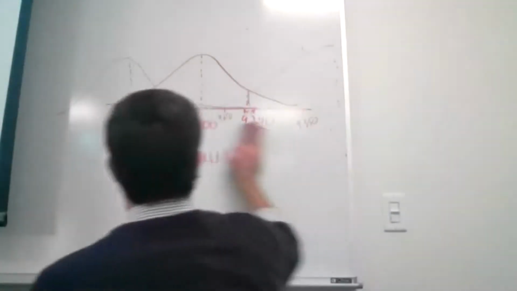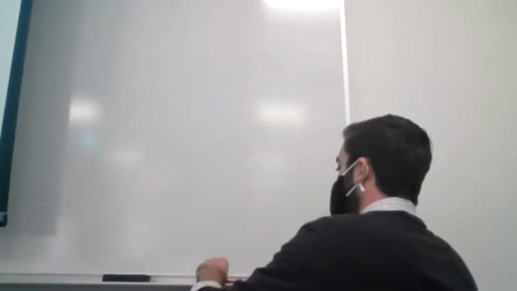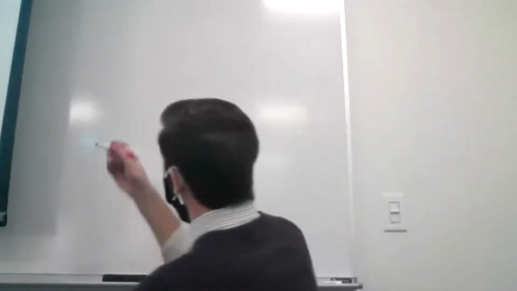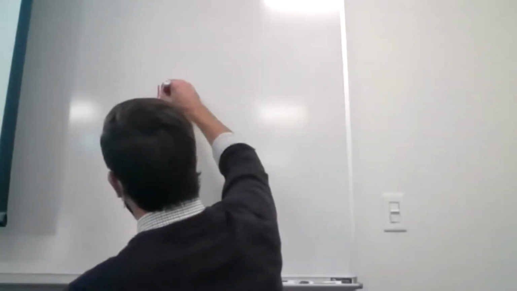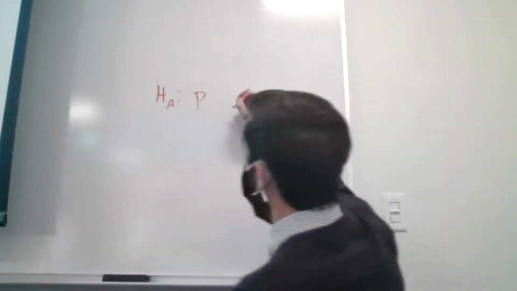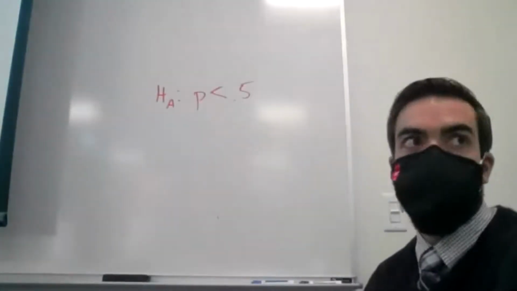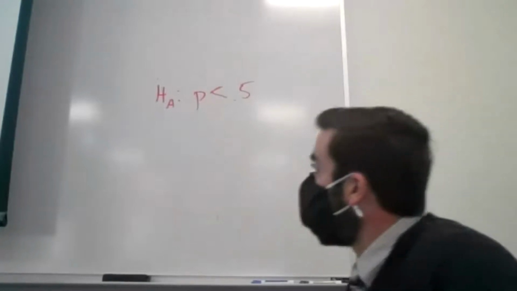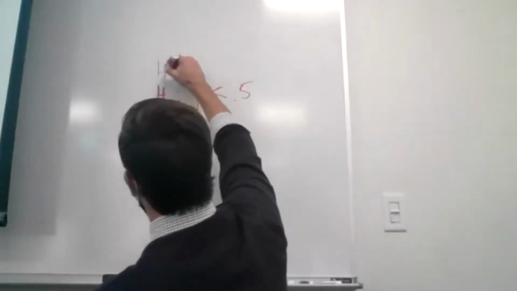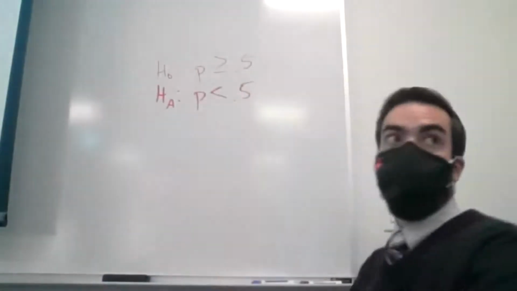I'm going to say, and third-party candidates kind of complicate this, but nonetheless, I'm going to say what I want to test for is whether or not the true proportion of people that will vote for Biden is less than 0.5, right? So I want to say, is it less than 0.5? I'll assume the opposite is true, which is that it's greater than or equal to 0.5.